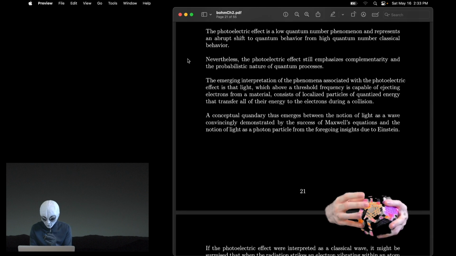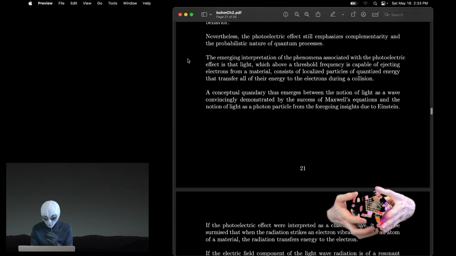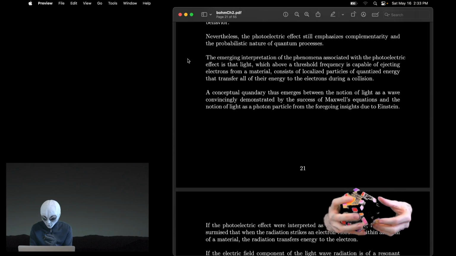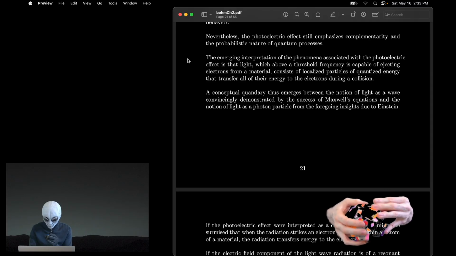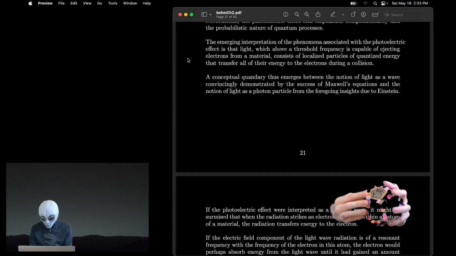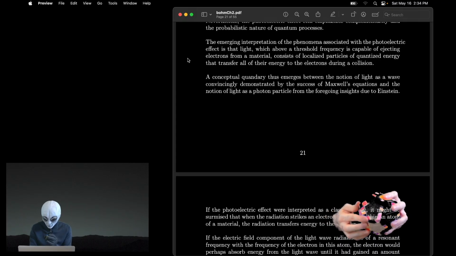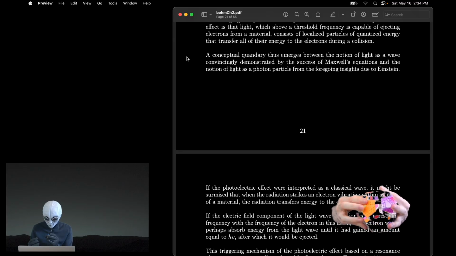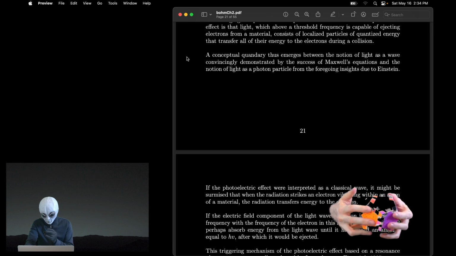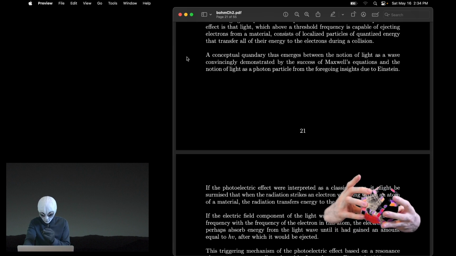Nevertheless, the photoelectric effect still emphasizes complementarity and the probabilistic nature of quantum processes. The emerging interpretation of the phenomena associated with the photoelectric effect is that light, which above a threshold frequency is capable of ejecting electrons from a material, consists of localized particles of quantized energy that transfer all of their energy to the electrons during a collision. A conceptual quandary thus emerges between the notion of light as a wave, convincingly demonstrated by the success of Maxwell's equations, and the notion of light as a photon particle from the foregoing insights due to Einstein.